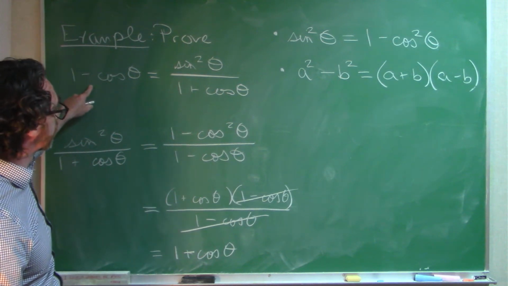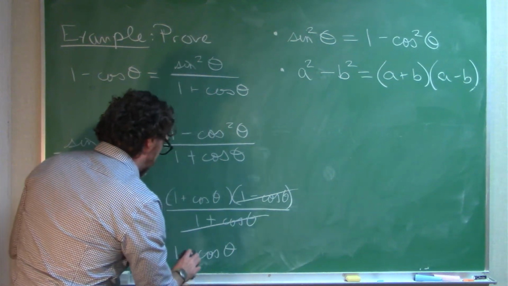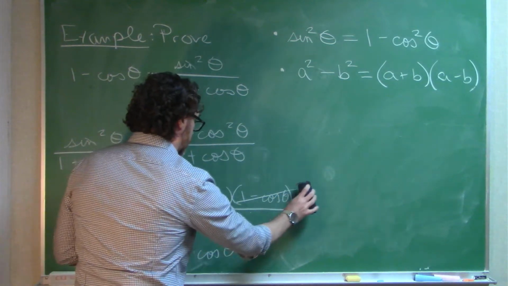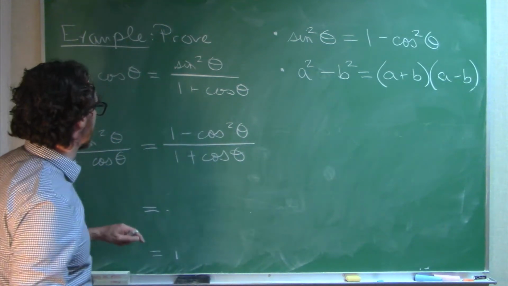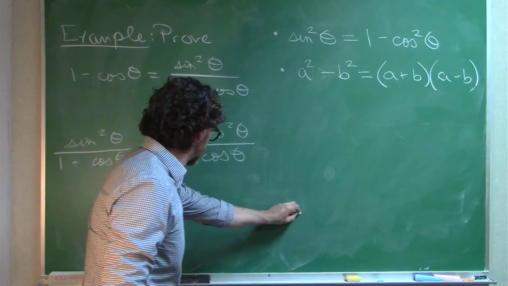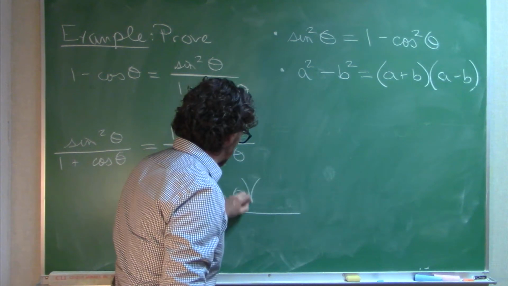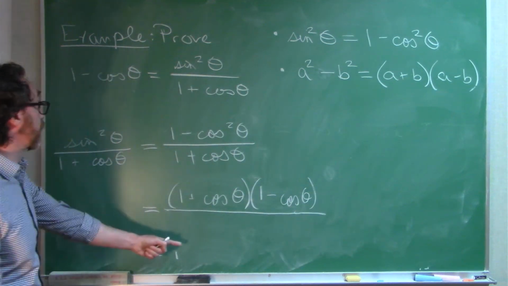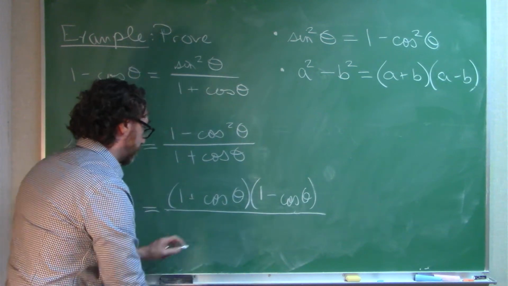Whoops. Sorry. That would have worked if, the idea still works, I just copied it down wrong. This was a plus, so that should have been a plus. Okay, I knew I went wrong when I looked over here and I saw 1 minus cosine theta. I knew that was trouble.